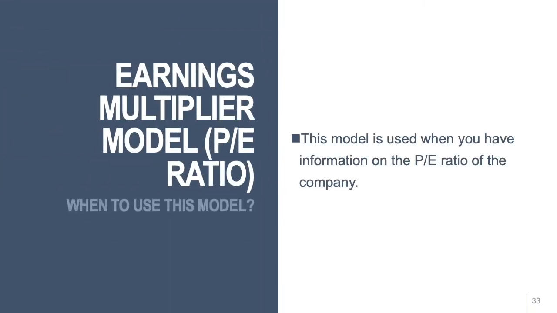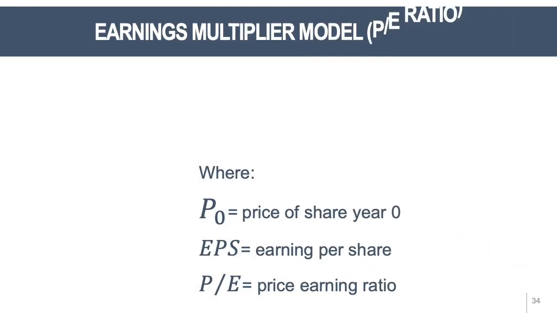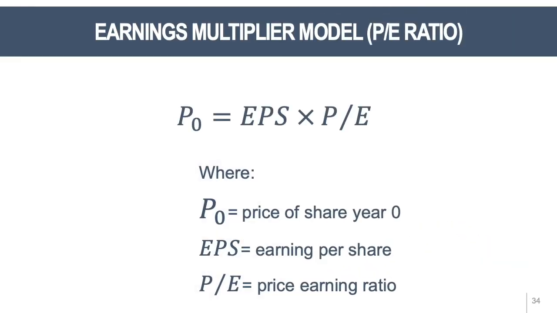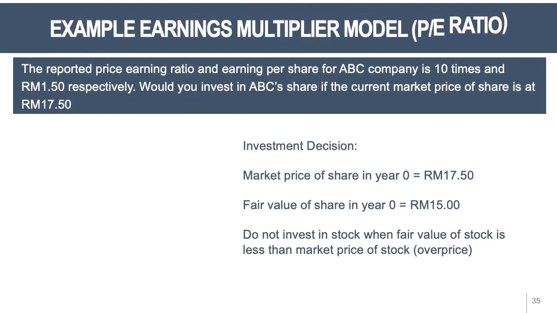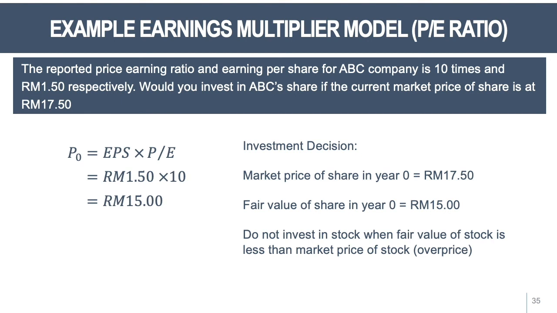This is an example of the earnings multiplier model. The reported price earnings ratio and earnings per share for ABC company are 10 times and RM 1.50 respectively. Would you invest in ABC share if the current market price of share is RM 17.50? So price of share is equal to EPS times PE ratio. The earnings per share for this company is 1.50, times 10, the PE ratio is 10, that means the price is 15 ringgit.